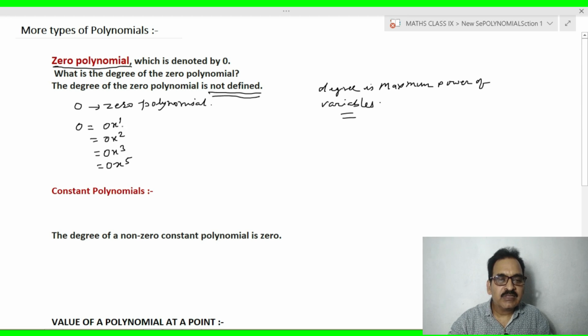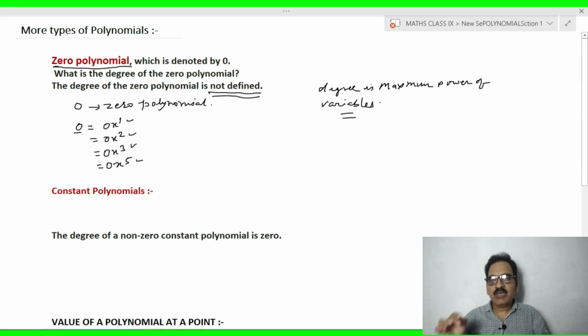So you will see 0 is represented by all these expressions, and in every case the variable is x, even though the power is different: 1, 2, 3, 5. Different powers are possible for the same zero, so we cannot distinguish whether the maximum should be 1, or 5, or what. That's why the degree of 0 is not defined. So this is the first type we discussed today, the zero polynomial.